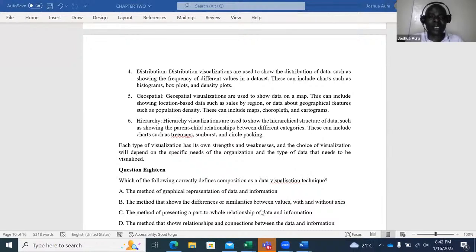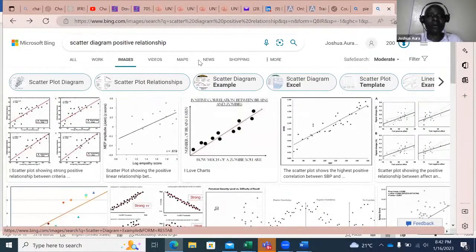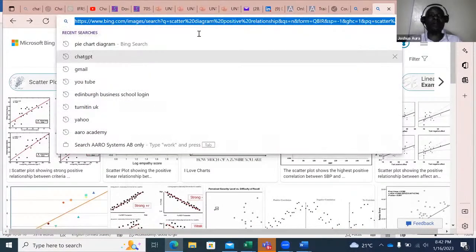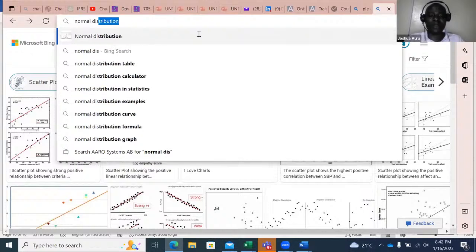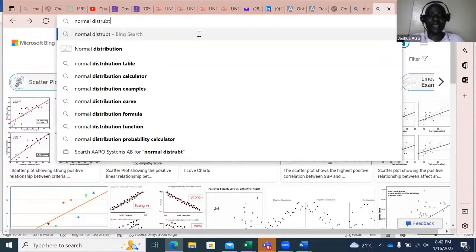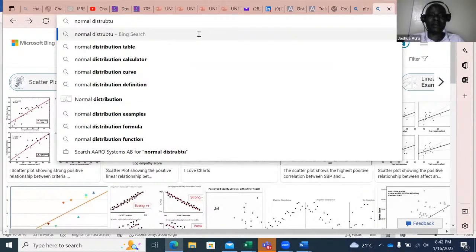If I show you something here, ladies and gentlemen, about this normal distribution, let me just look for the normal distribution. You'll be able to see the density.